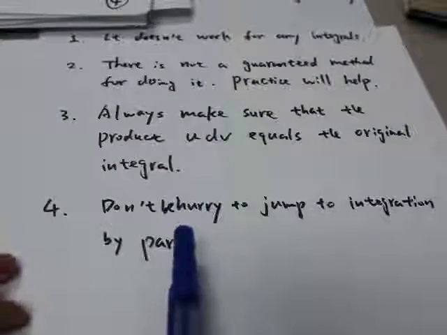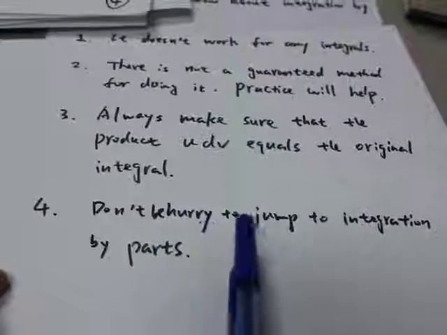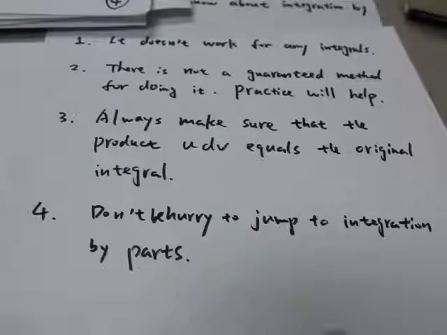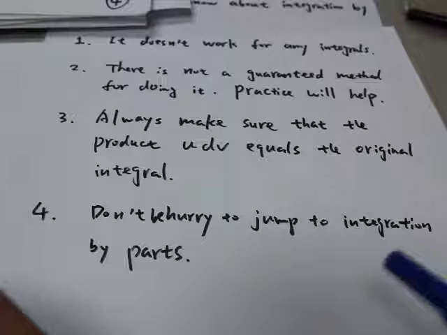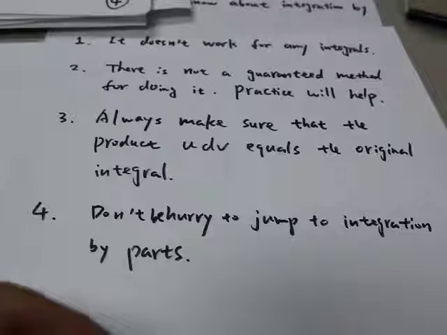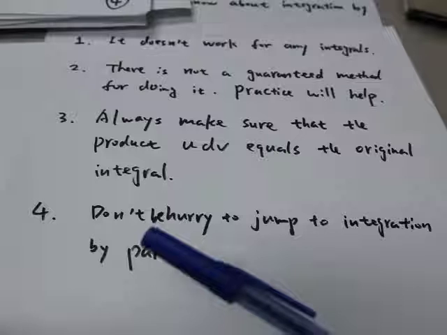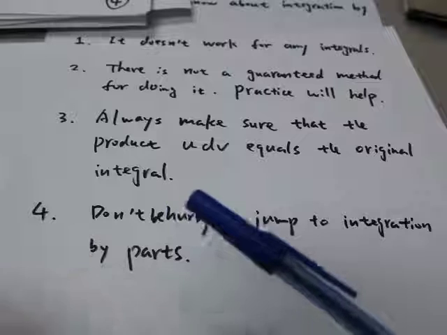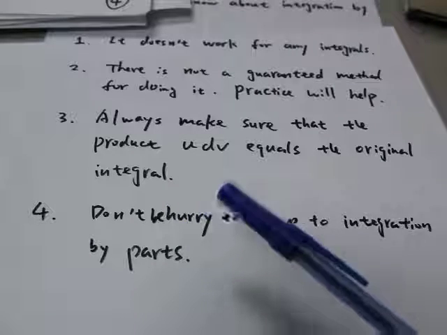And the last point is, do not be hurried to jump to this method. So this means when you are given an integral to solve, you first think about, can we just use the power rule to solve this integral? That means, can we do some algebra to rewrite the function so we can use the power rule? And if it doesn't work, then we think about, can we use u substitution, right? And if u substitution doesn't work, then we consider using integration by parts. Okay.